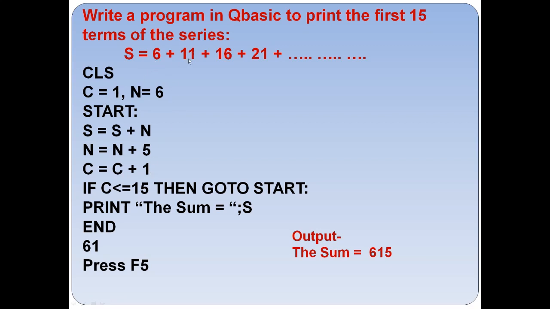So this is the first number, then the second number, then the third number, then the fourth number. Now if C is less than or equal to 15, because there are 15 terms, we will write 15 here. Then go to start. Now print the sum S in the form of S is equal to N. This is written wrong, we will not write 61 here. Now press F5. When we press the F5 key, the answer will come: the sum is 615.